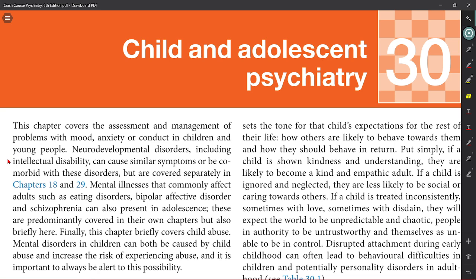Mental illnesses that commonly affect adults, such as eating disorders, bipolar affective disorder, and schizophrenia, can also present in adolescents. These are predominantly covered in their own chapters, but also briefly here. Finally, this chapter briefly covers child abuse. Mental disorders in children can both be caused by child abuse and increase the risk of experiencing abuse, and it is important to always be alert to this possibility.